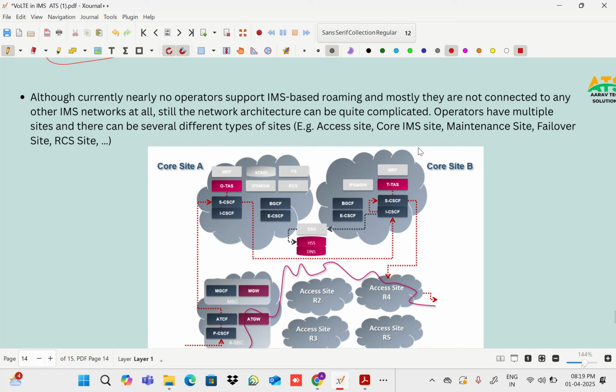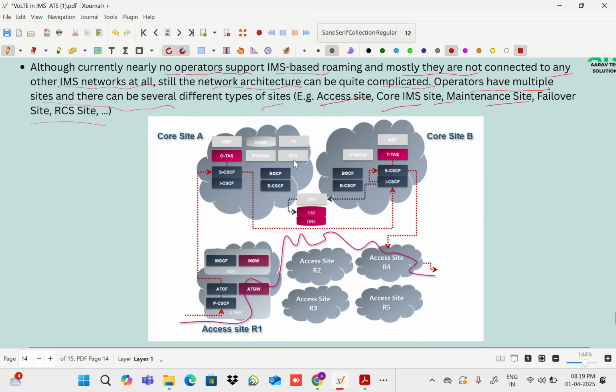Although currently nearly no operators support IMS-based roaming, and mostly they are not connected to any other IMS network at all, still the network architecture can be quite complicated. Operators have multiple sites and there can be several different types of sites: access site, core site, maintenance site, failover site, and RCS sites.